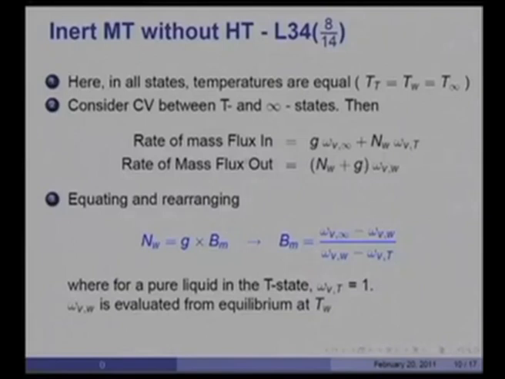Again if I rearrange, equating in and out, you get N_w equal to G B_m, where B_m now is (omega_V,infinity minus omega_V,w) divided by (omega_V,w minus omega_V,t). For a pure liquid in the t state, omega_V,t will be equal to 1. And how would we evaluate omega_V,w? It would be evaluated from the equilibrium relation at T_w. So, this is what the Reynolds flow model shows even for inert mass transfer without heat transfer.